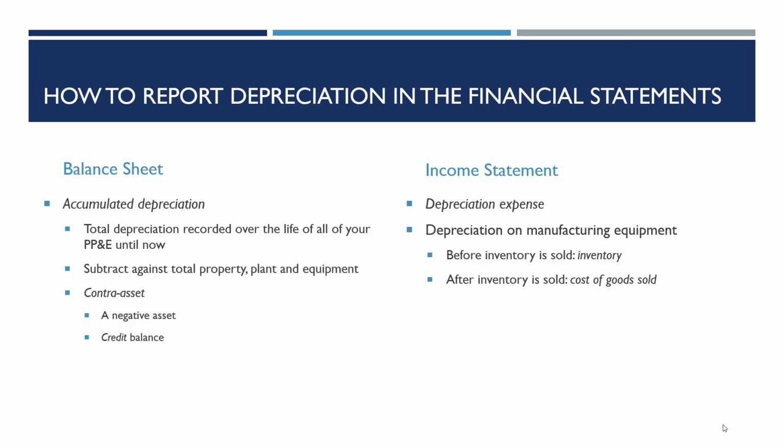Depreciation on manufacturing equipment, on the other hand, there's a slight exception to this, and that is before inventory is sold, depreciation on manufacturing equipment needs to be allocated to inventory until the inventory is sold. So if you're using the machine to make things, the depreciation cost becomes part of the cost of the things that you're making. And then when you sell the inventory, it becomes part of cost of goods sold.